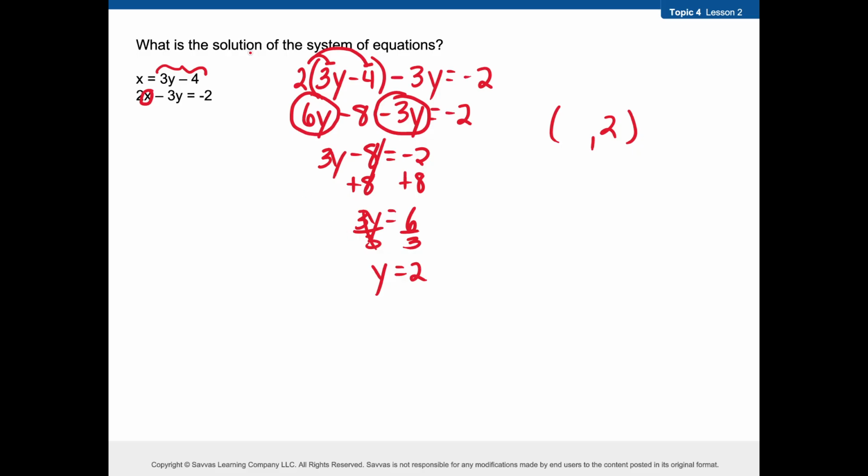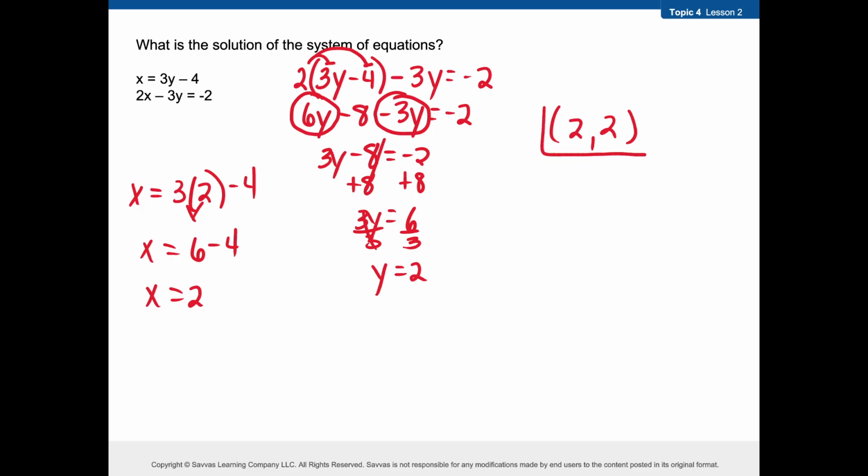Next, pick which equation you want to plug it back into. Again, I'm going to do the top one because it's x equals, and that's the variable that I need to find. So x equals 3 times the y value, which we just found was 2, minus 4. 3 times 2 is 6, minus 4, x equals 2. So my one solution for this system would be 2, 2. One more example before you can pause and try them on your own.